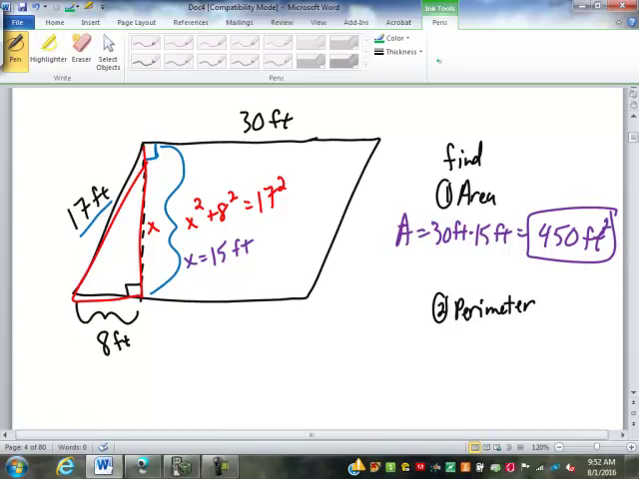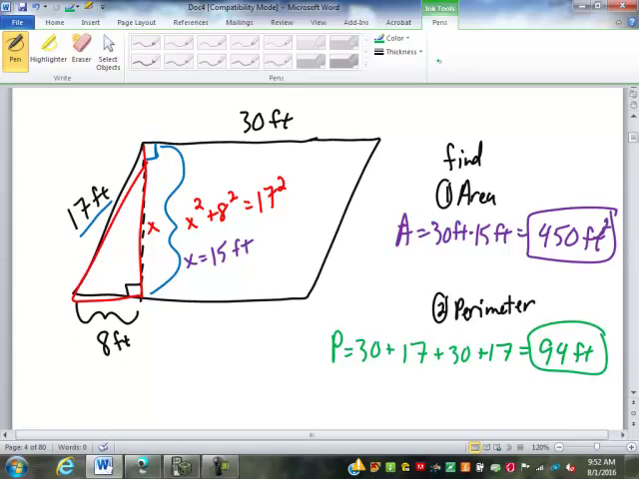Perimeter, what do we do? Well, 30 plus 17 plus 30 plus 17, which is 94 feet. How many of you had both of those right? Any questions on those? You had the second one right. That makes sense. Yeah.